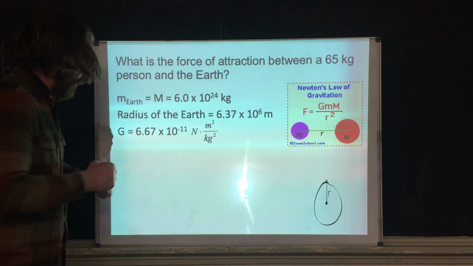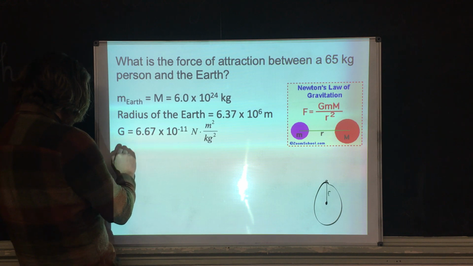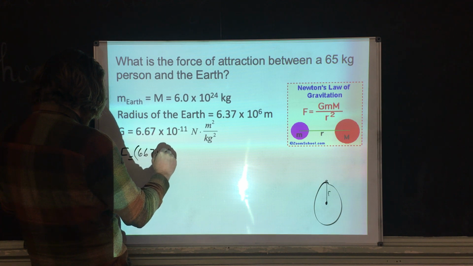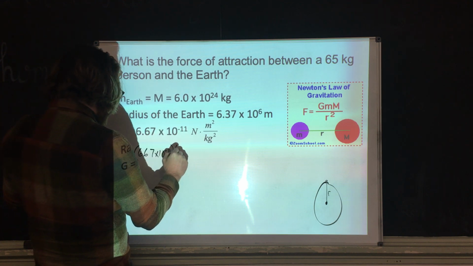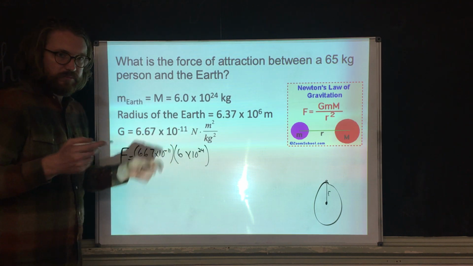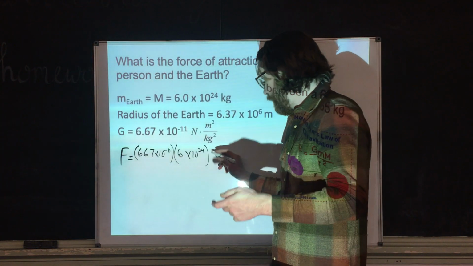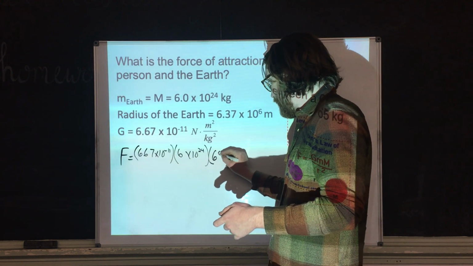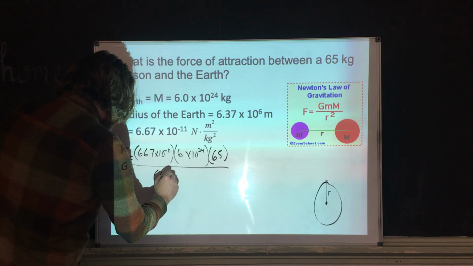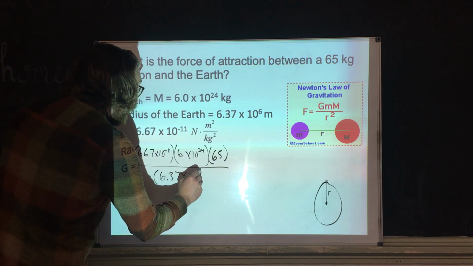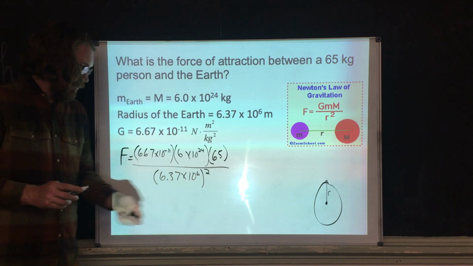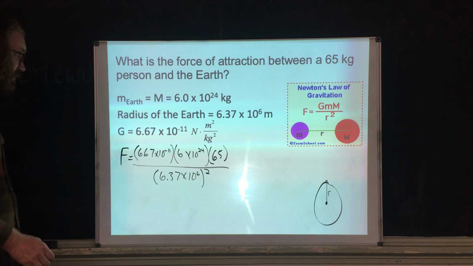Okay, so same equation. Force of gravity equals big G, 6.67 times 10 to the negative 11th, times the mass of the Earth, which is 6 times 10 to the 24th. This 0.0 doesn't mean anything; you can put it there if it makes you feel better. Times our mass, which is 65, divided by the radius of the Earth, 6.37 times 10 to the 6th. And remember, you always have to square the distance. Very, very important. You've got to square the distance.